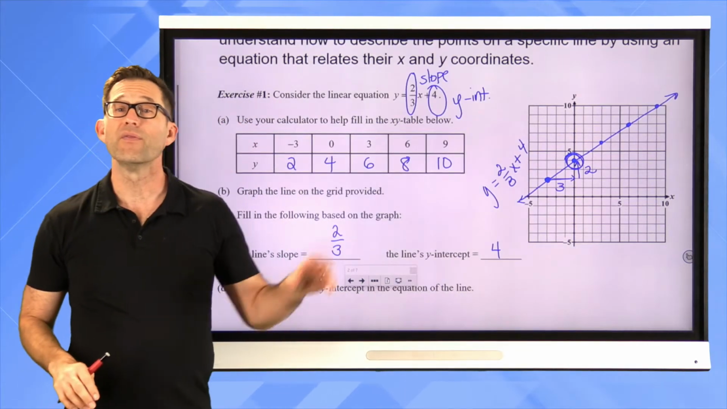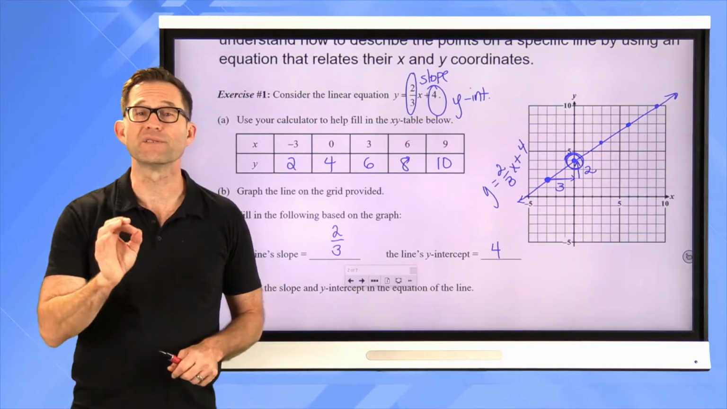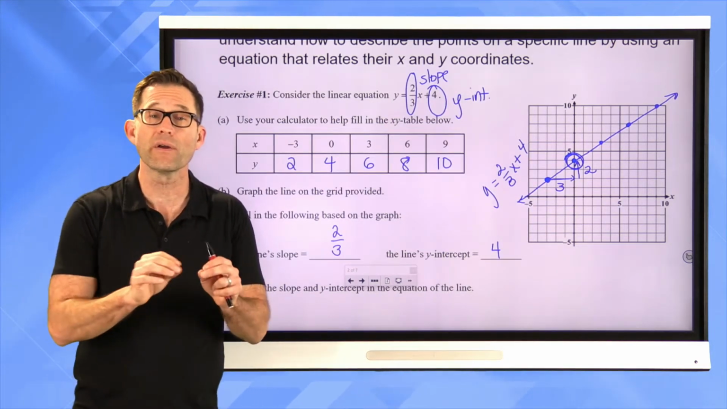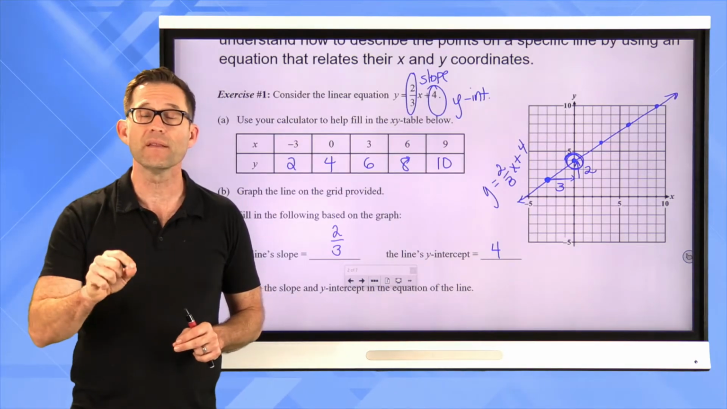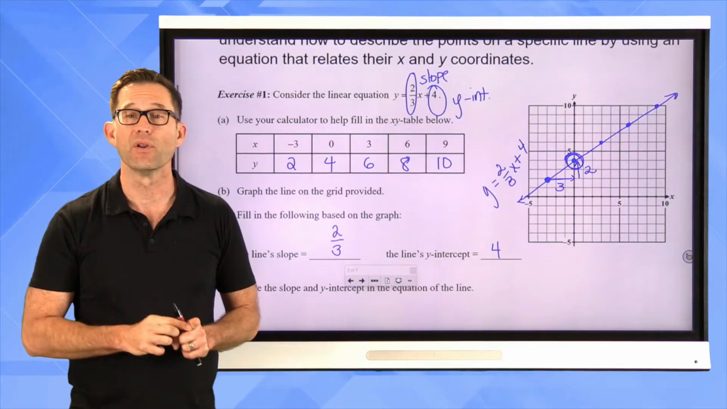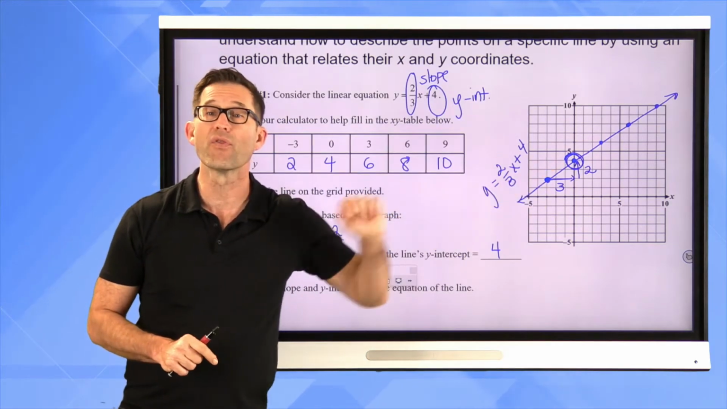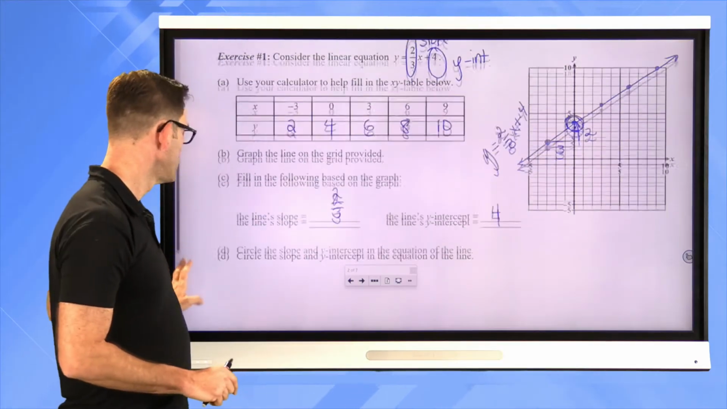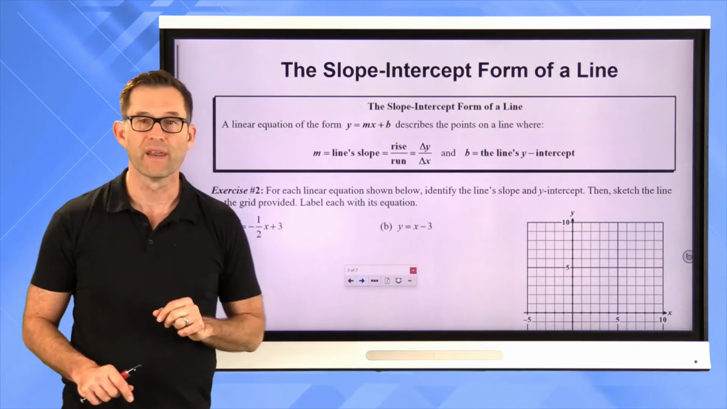Which is why this form of a line is called the slope-intercept form of a line, because you can literally look at its equation and immediately see both the slope of the line and its y-intercept, the location where it crosses the y-axis. Let's summarize all of that by going to the next page.